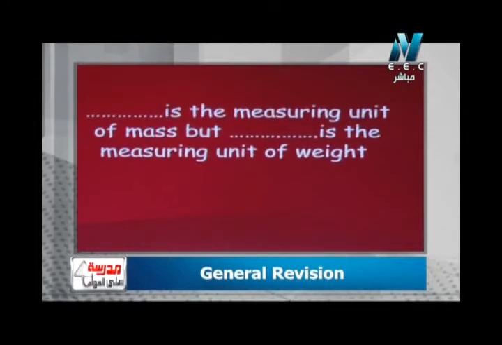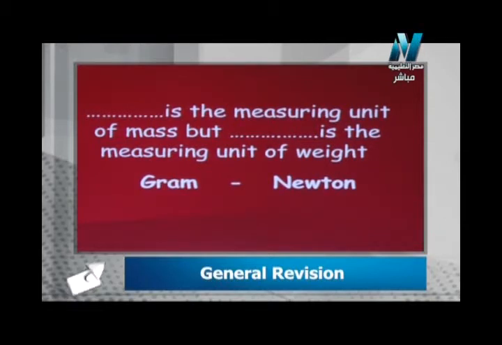Another question. Point is the measuring unit of mass, but point is the measuring unit of weight. Surely we know it's the first lesson of this year, of first term. Point is the measuring unit of mass. Surely it will be gram, kilogram, ton, anyone else, okay? So what is the measuring unit of weight? It will be Newton. Newton is the only measuring unit of weight. So again, gram is the measuring unit of mass, but Newton is the measuring unit of weight.